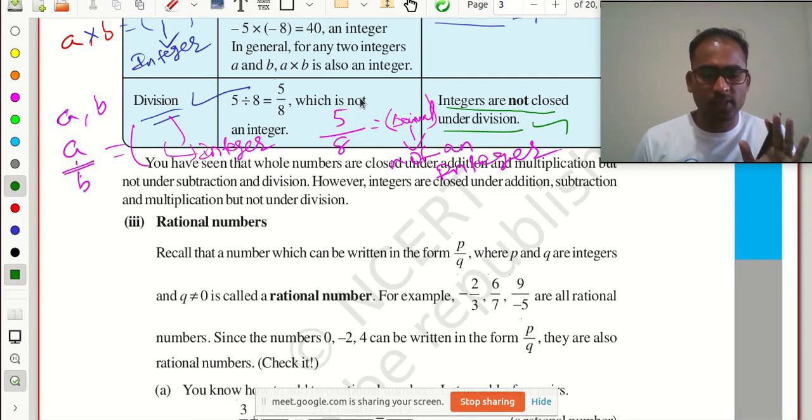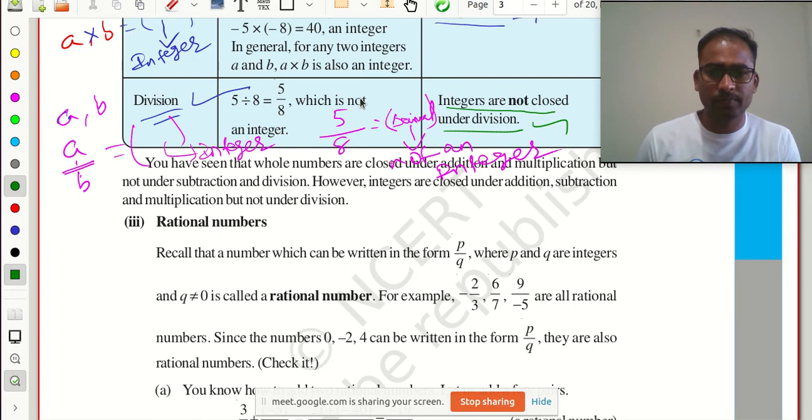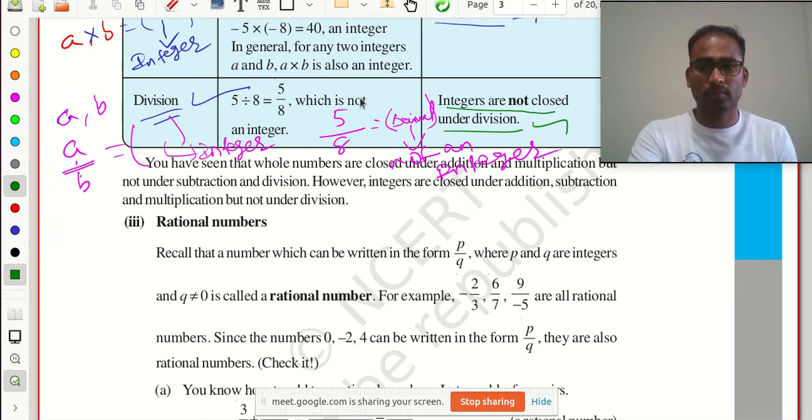Is this understood? This concept is clear, no? Everyone, I am asking everyone. Yes, sir. Yes, sir.